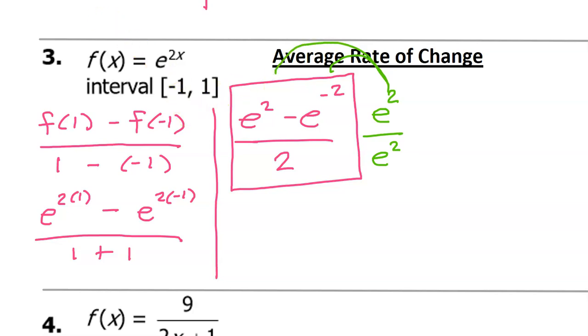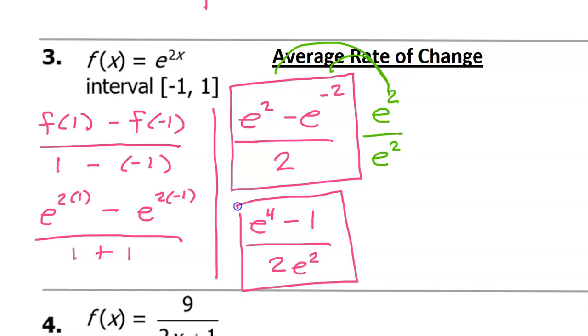So on my next step, I would get e to the 4th power, right? That's e squared times e squared. As I mentioned a moment ago, e to the negative 2 power times e squared is going to cancel out and make 1. Meanwhile, in the denominator, we have 2e squared. So this is the version of the answer that you would likely see on a multiple choice question.